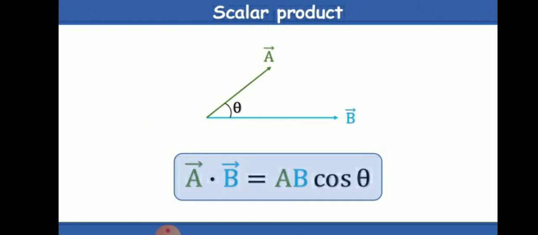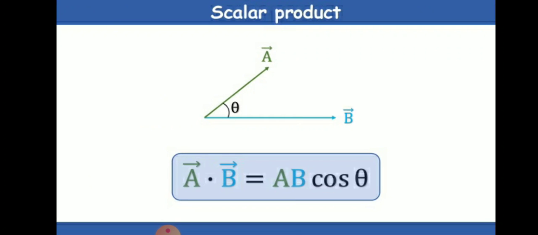Now let us see the scalar product. It is a dot product. Vector A dot vector B. We have to read it like that. Vector A dot vector B is equal to AB cos theta.